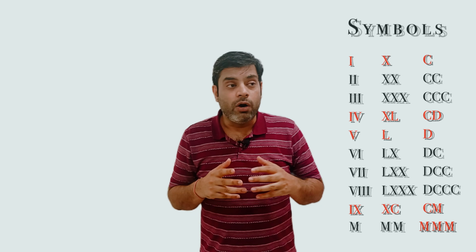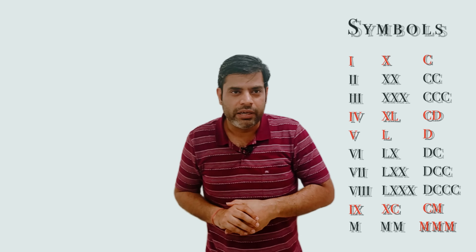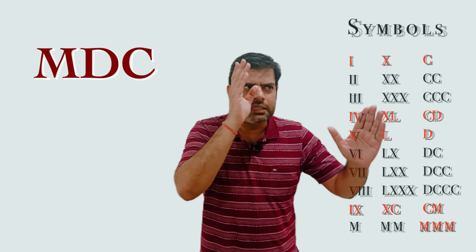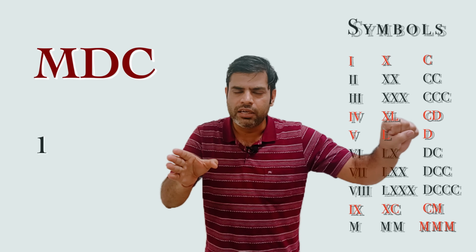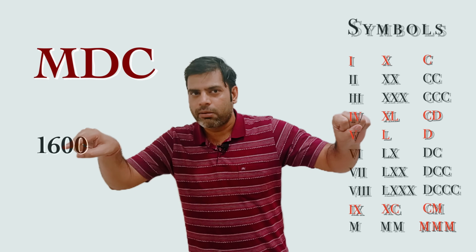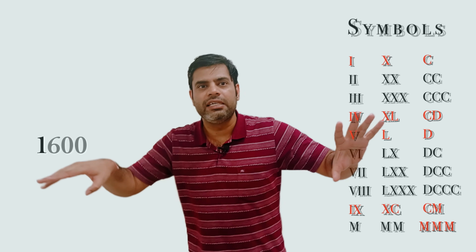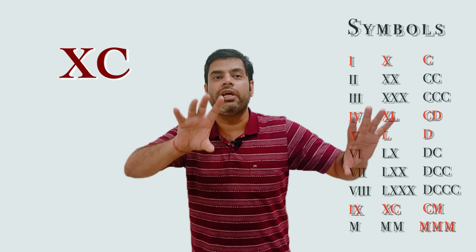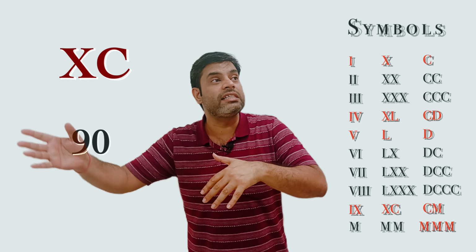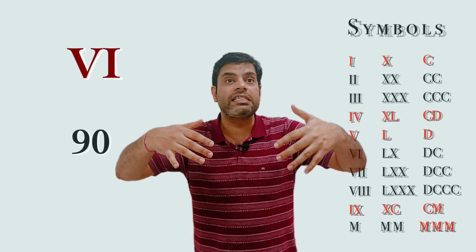Similarly, now let's take one example. It is written M DC. So once you see M, 1000, DC, 600. It's not CD. So DC is 600. Of course, there is not another C, I'm assuming that. Now you see, let's say XC. C is there, but X is before that. You know from this table it is 90. So XC is 90.